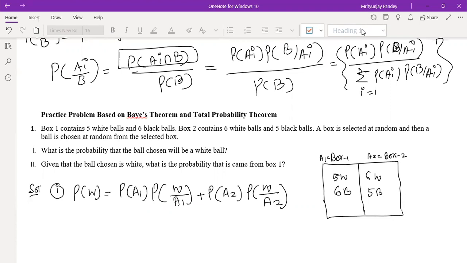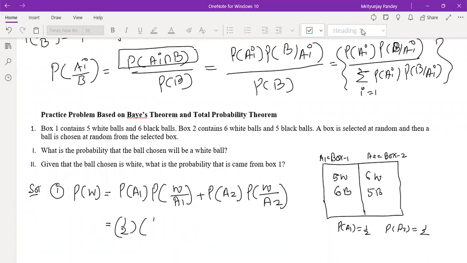Students, any doubt in this formula? No, sir. Okay. So there are two boxes. So probability of box 1 is 1 by 2, and probability of box 2 is once again 1 by 2. So that is 1 by 2 and white from A1.